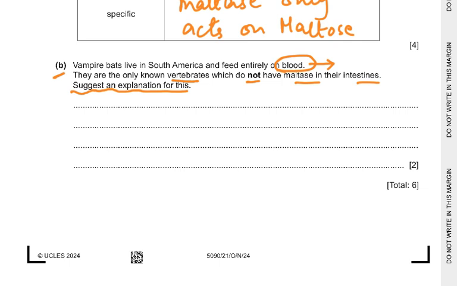They feed entirely on blood. They're vampire bats. So blood only contains glucose. The other one, of course, you could also say is maltase not produced.